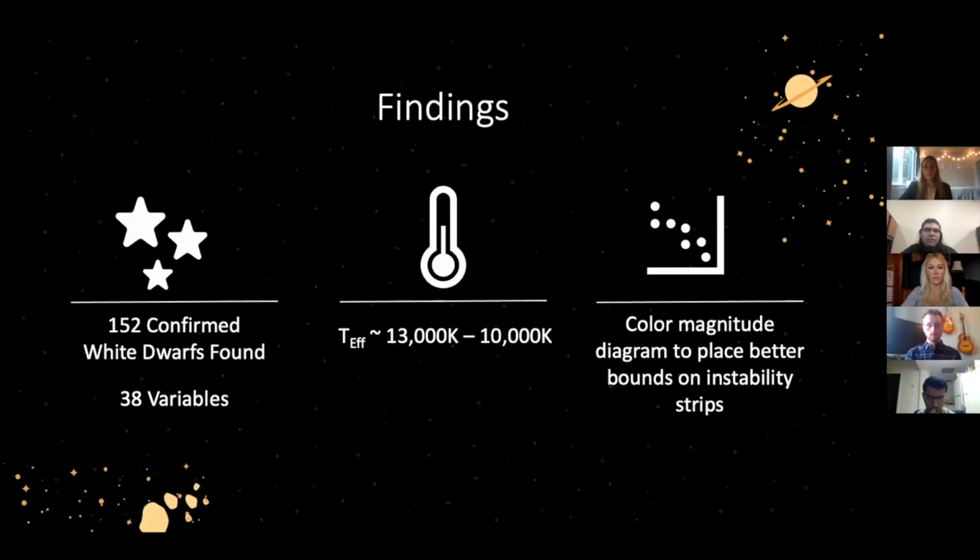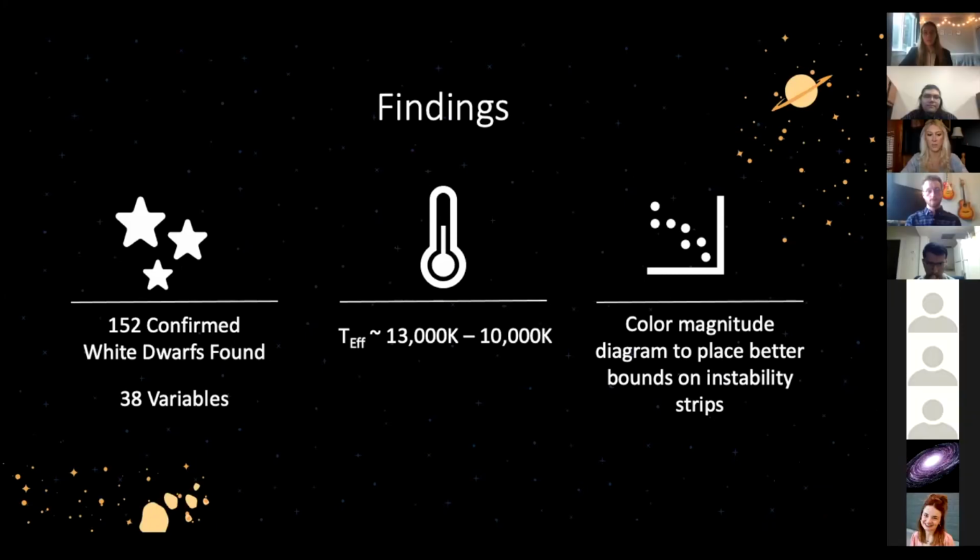So all in all, so far, we found over 150 white dwarfs that we've been able to confirm. We still have quite a bit more to go through and confirm, but these are the ones that we've been able to confirm. And we've also found 38 variable stars, which is really exciting. And those are the numbers that we expect to find within nature.